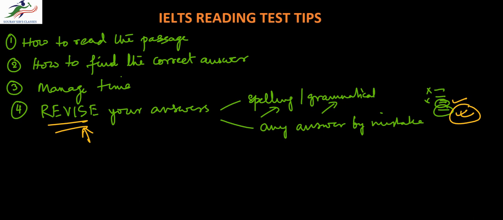So these are the 4 basic simple tips for you to score 8+ in the IELTS reading section. I hope this video helped you to understand the basics and you'll be able to definitely take the reading test of IELTS with confidence and score at least 34, which means an 8+ in that section.